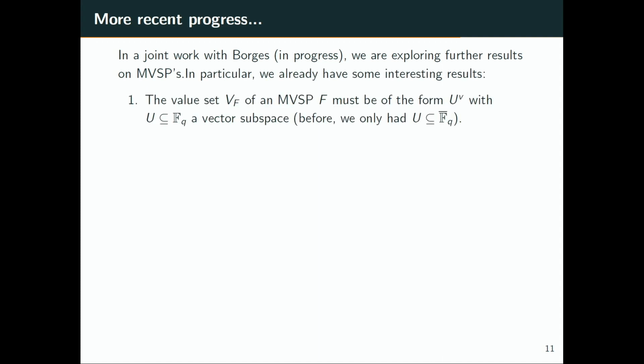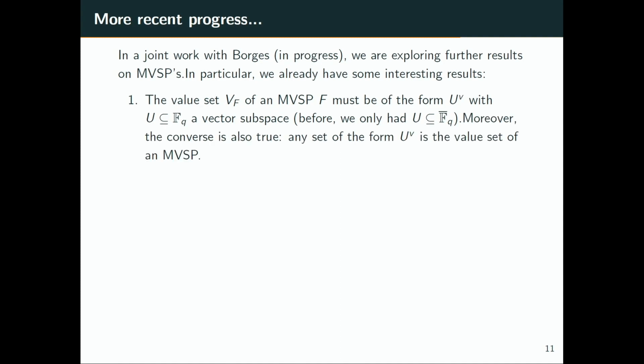And so the first result is we actually improved the first corollary from Mills' paper. First, we only had that the value set is U to the v, with the vector space being in the algebraic closure of F_q. Now we are able to prove that the vector space is actually inside F_q. And the converse is also true. If I take a vector space inside F_q and take a power, we can find MVSPs with this value set. So we basically describe all the possible admissible value sets of an MVSP over finite fields.